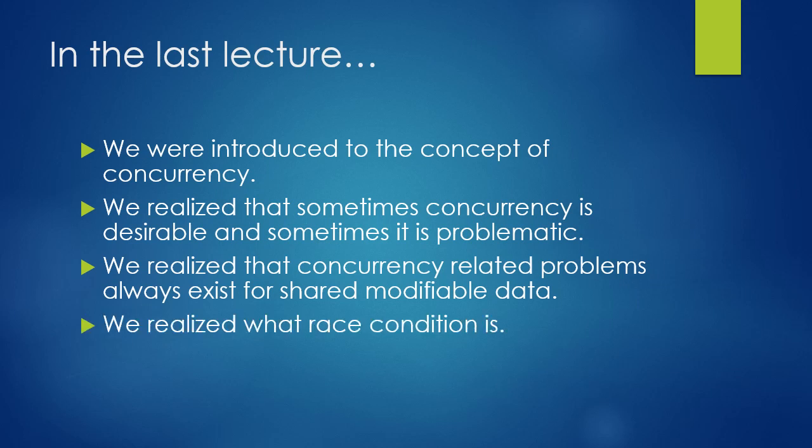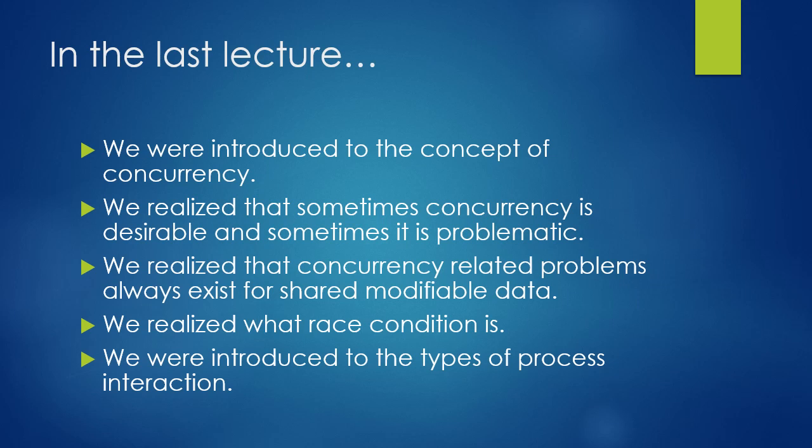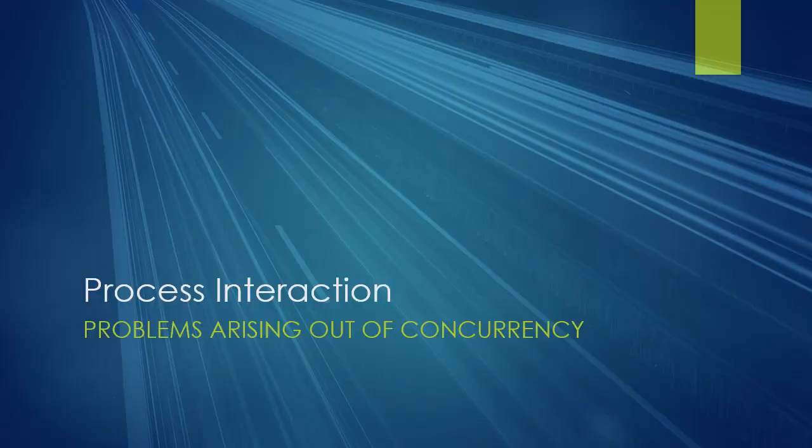We realized what race condition is. We were introduced to the types of process interaction. We continue discussion on the subtopic process interaction.